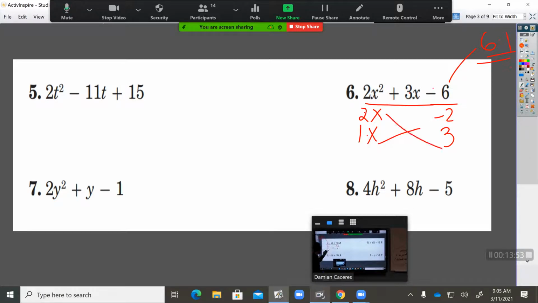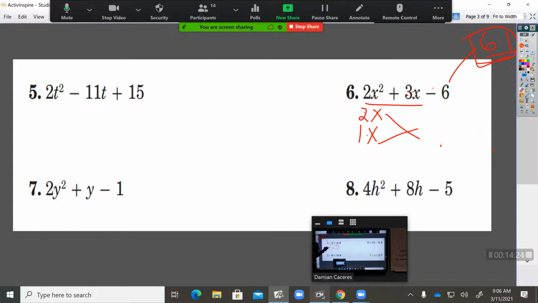Now let's cross multiply. That gives me 6x minus 2x, which is positive 4x. Is that the correct middle number? No. We tried 2 and 3 and flipped 2 and 3 and it didn't work. So the answer is not going to have a 2 and a 3 in it. So let's try 6 and 1 because we have to. 6 times 1, one of them negative. Cross multiply and you get negative 4x there. Again, not the middle number.